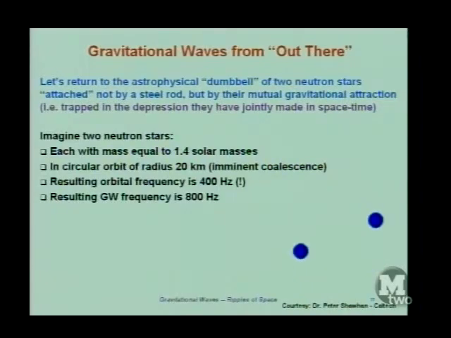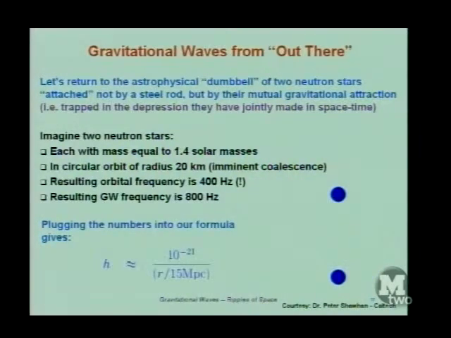This is another graduate student depiction. Actually, it's a postdoc depiction of the process. If we plug our numbers into our formula, we find that now the strain is a whopping 10 to the minus 21. So it's 23 orders of magnitude bigger than what I showed you earlier if the distance between us and our source is 15 megaparsecs.